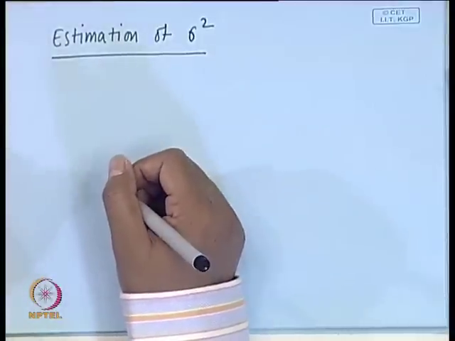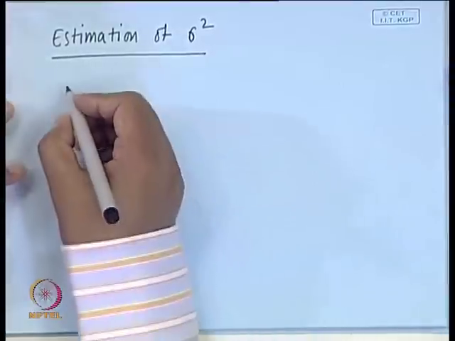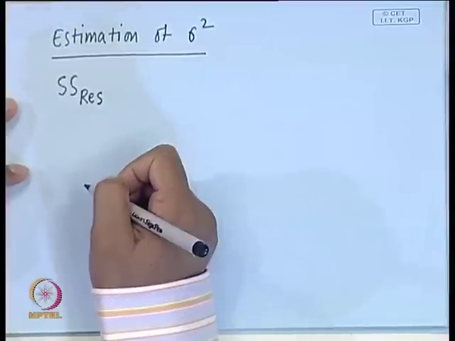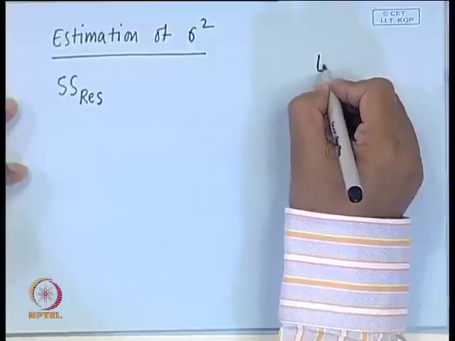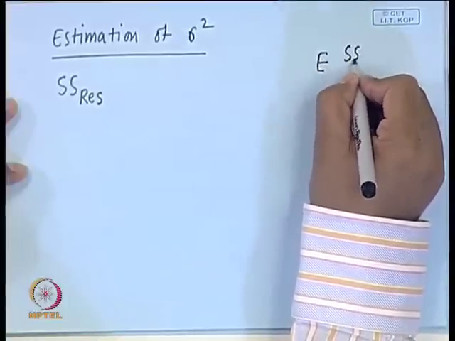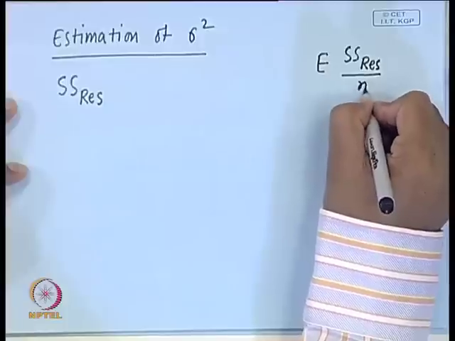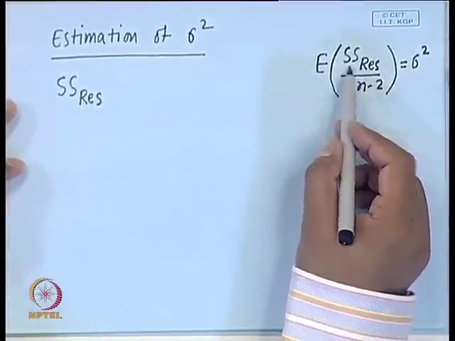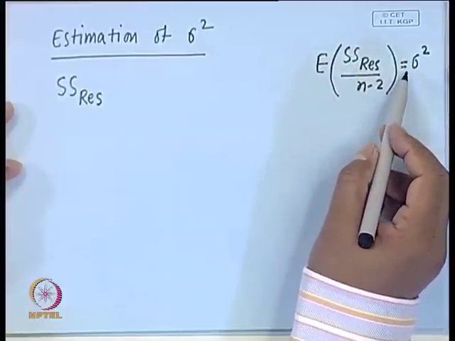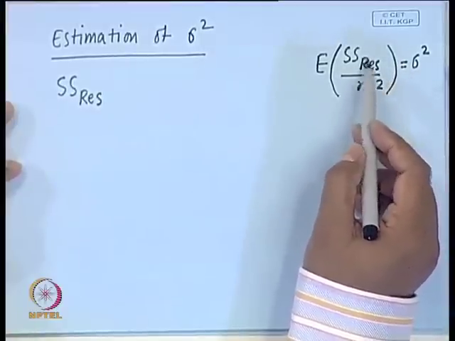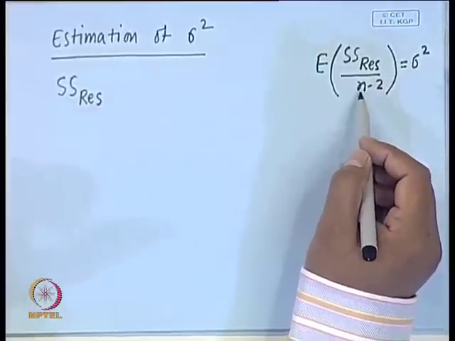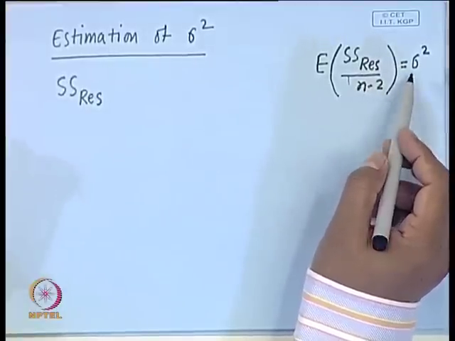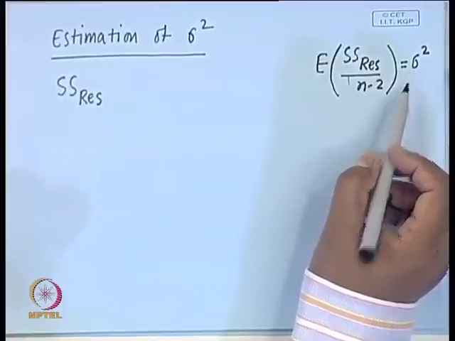Well, the estimation of sigma square is obtained from the residual sum of square, SS residual, and finally, we will be proving that the expected value of SS residual by n minus 2 is equal to sigma square. That means the residual sum of square by n minus 2 is an unbiased estimator of sigma square, and we can compute the value of residual sum of square given a set of observations, and we know n. So using this formula we can estimate the value of the population variance sigma square. Well, so we need to prove this one.